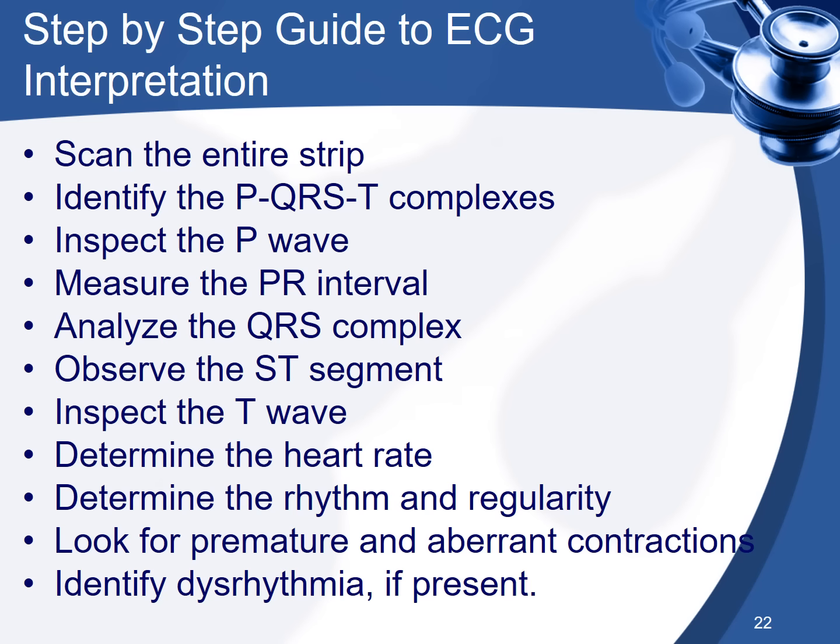We want to make sure that all of our components, the P, Q, R, S, and T, are there. If something is not there, what is it? And then think about what the implications of that component not being there is. Look at the P wave across the strip, make sure that they all look the same. We want to measure the PR interval, which is the distance between the P wave and the beginning of the QRS. It tells us how long it takes for the signal to go from the atria to the ventricle.